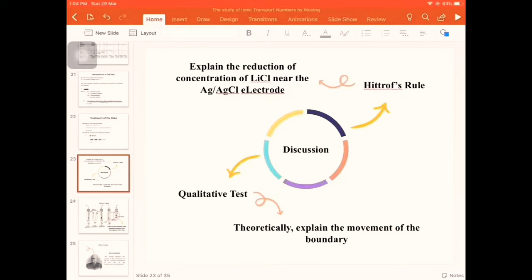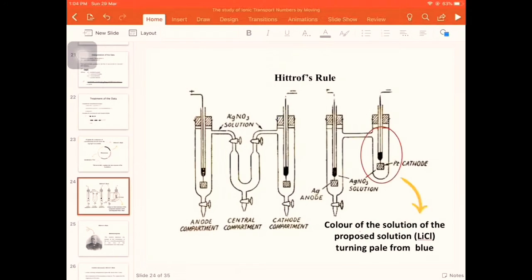And then the discussion has another part, which is qualitative tests. Qualitative tests should be in part 4, but due to Hittorf's rules and the reduction of the concentration of LiCl, we do not do this part 4. But what I'm trying to do here is to explain theoretically what happens to the movement of the boundary. And this is Hittorf's rules.